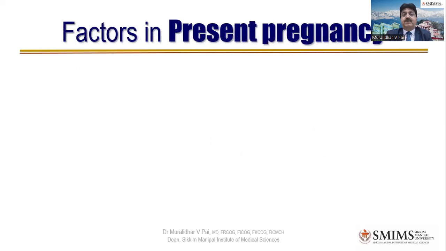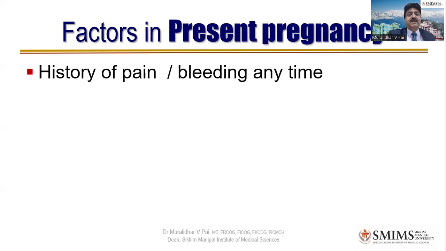Okay, so we finished with the universal factors. We finished with the previous pregnancy factors. Now we have to look for the factors in the current pregnancy, whether there are any factors in the current pregnancy at all. So the factors in the current pregnancy could be history of pain or bleeding anytime, especially in the first trimester or second trimester, which suggests that there could be a problem with retroplacental clot.